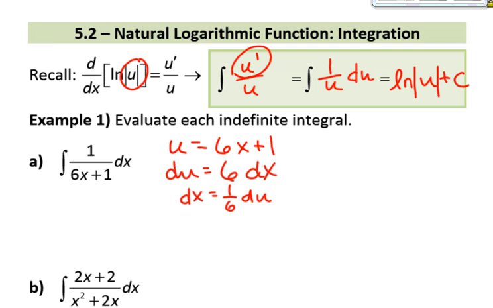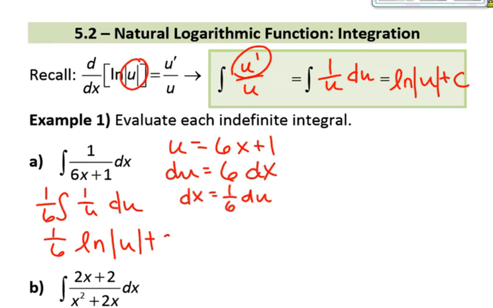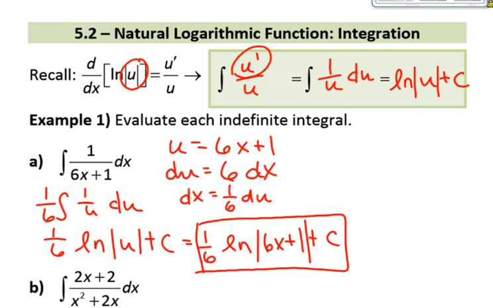So let's put everything in terms of u. So we get 1 over u, and then dx is 1/6 du, which I'm going to put 1/6 out front. Now you can simply take the integral, and the integral of 1 over u du is the natural log of the absolute value of u plus c, but then we need to put things back in terms of x, so that would be 1/6 natural log of the absolute value of 6x plus 1 plus c. Alright, so pretty straightforward there.